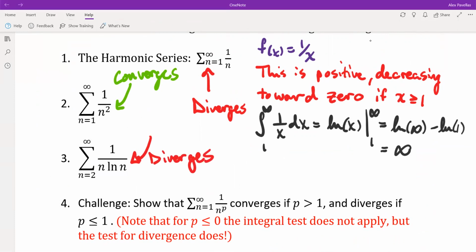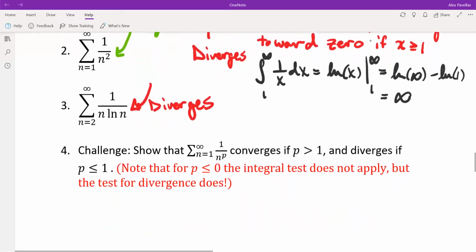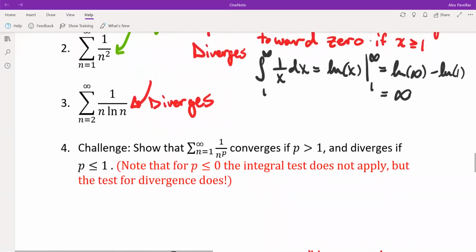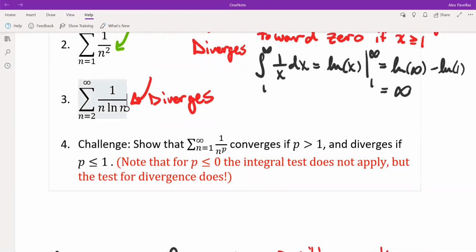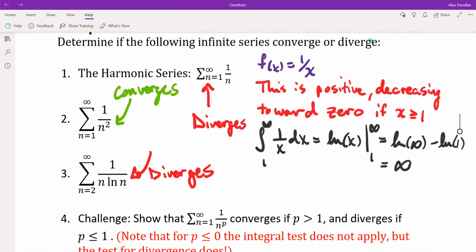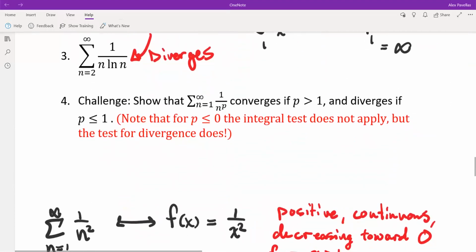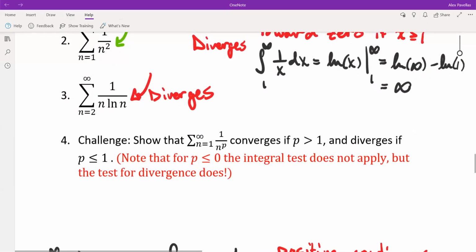I have a challenge question for you, which is going to be important to memorize the answer to later on. You can use the integral test to determine the convergence of the so-called p-series. We did 2 specific examples of p-series up here: the harmonic series and the 1 over n squared series. The harmonic series was p equal to 1, and 1 over n squared was p equal to 2.